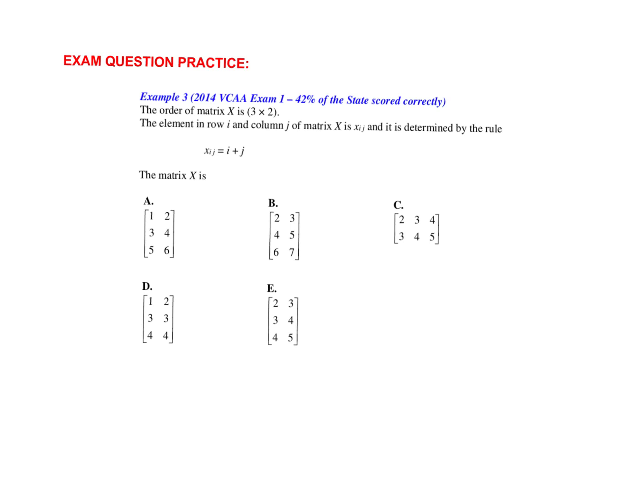Okay, so with this one, it says the order of matrix X is a 3 by 2. So you know you're going to have 3 rows, 2 columns. So try to get rid of what you know is wrong. So that one's definitely wrong.